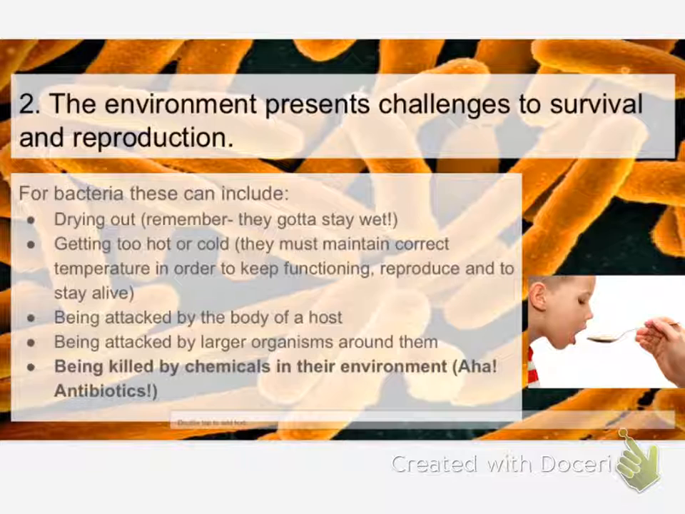Challenges include being attacked by the body of a host. You're talking all about the immune system. Yeah, your body is constantly attacking these poor little innocent bacteria. Being attacked by larger organisms around them, and being killed by chemicals in the environment. So the environment is rough. The environment's practically trying to kill everything every single second.